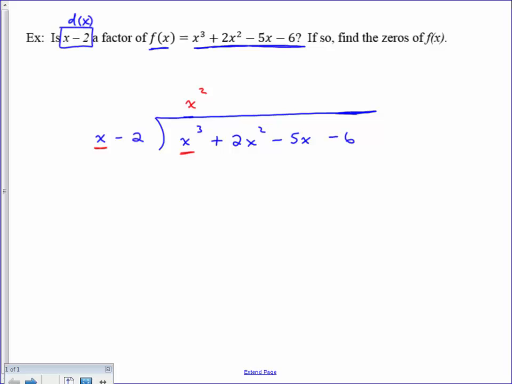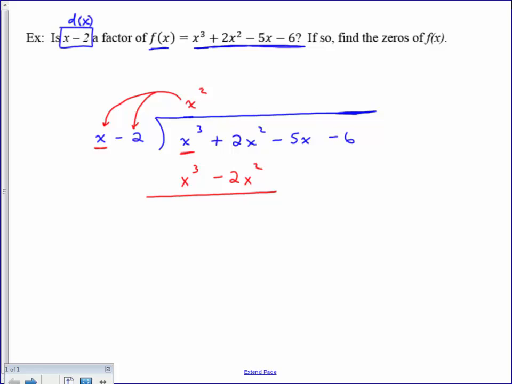From here, you must distribute this x squared term to however many terms you have in your divisor. So I'll multiply x squared times x, that would give me x cubed, and then also multiply x squared by negative 2. So that would give me negative 2x squared. Notice how my like terms line up underneath each other. In other words, I have my x cubes under each other and I have my x squareds under each other.